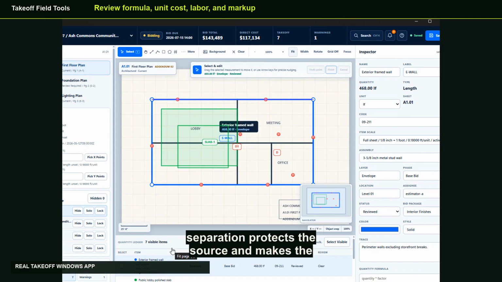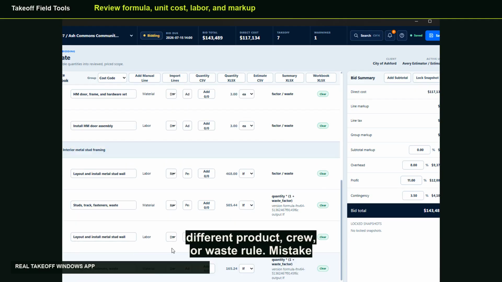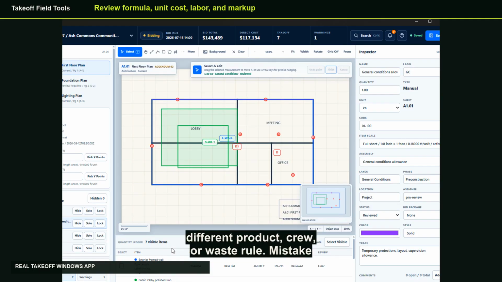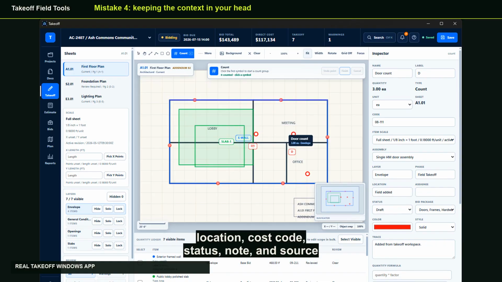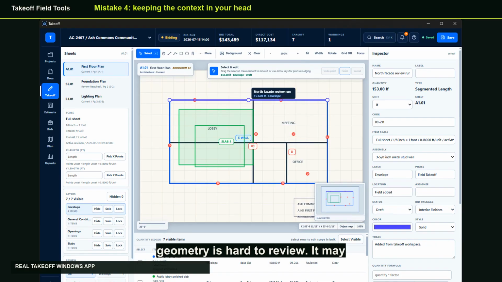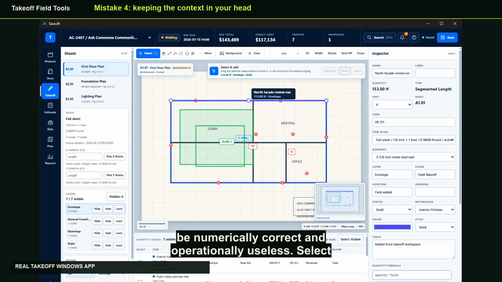That separation protects the source and makes the estimate adaptable when a project uses a different product, crew, or waste rule. Mistake 4. Leaving context in the estimator's head. A quantity without its sheet, layer, phase, location, cost code, status, note, and source geometry is hard to review. It may be numerically correct and operationally useless.